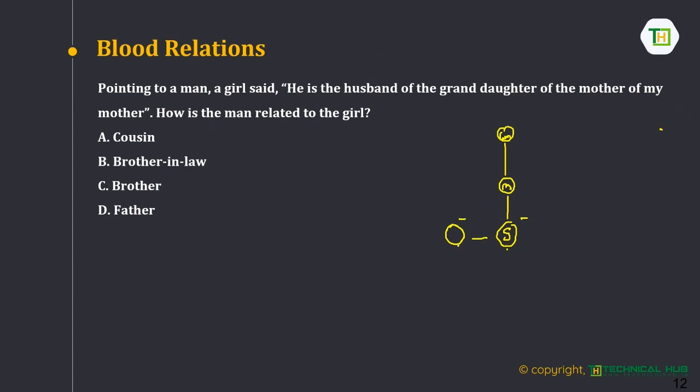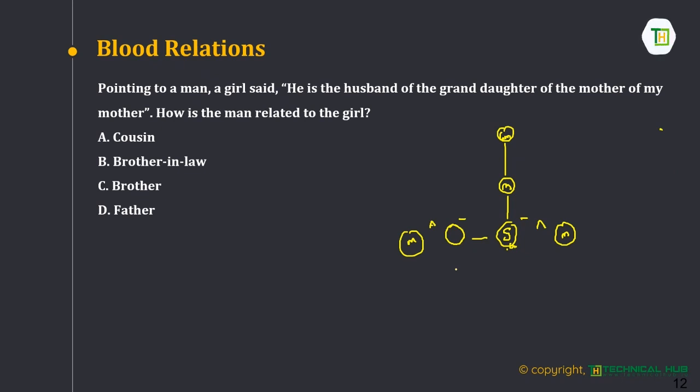So husband means here taken as this is the husband, who is here pointing to a man. So this is the man, pointing to a man, a girl said. So this is the girl or speaker, this is the man. So the husband of the granddaughter. Suppose this one is the granddaughter, you are taken as this is the husband. So this is the man. So how is the man related to that girl? First of all, suppose taken as the speaker. So the answer is husband. But given the options, husband is not given.